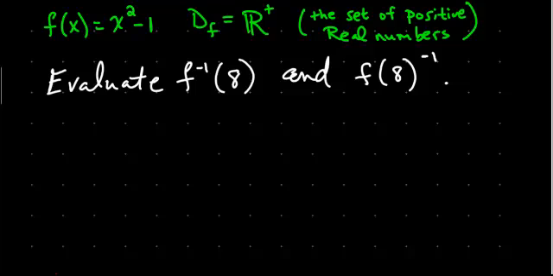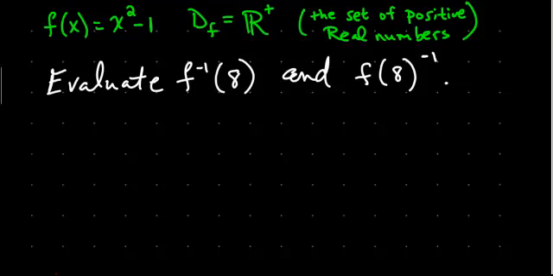Okay, so one last problem here on inverses. We have this function f of x equals x squared plus 1, and we're given that the domain of f is going to be the set of positive real numbers, and I'm introducing you here to this notation. That's going to be R plus there. That's all real numbers, the positive real numbers.